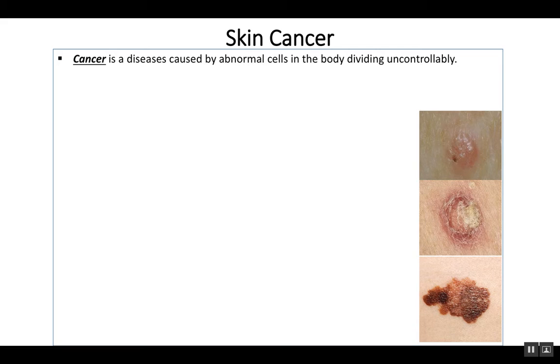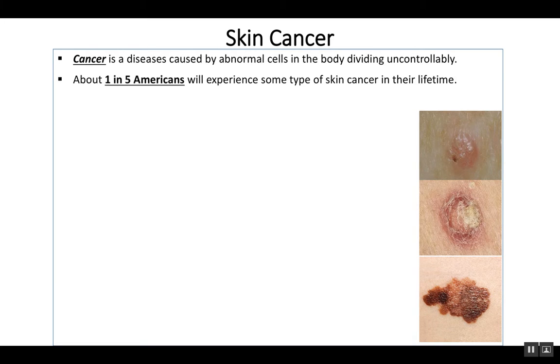And what happens is something causes these cells to lose control of their cell cycle, and they will divide and divide and divide uncontrollably. And we've all been affected in one way or another by cancer, whether it was a family member, a friend, or yourself. And skin cancer is a major concern in our country. In fact, it's about a half of all cancers diagnosed in the United States. About 1 in 5 Americans will experience some type of skin cancer in their lifetime.